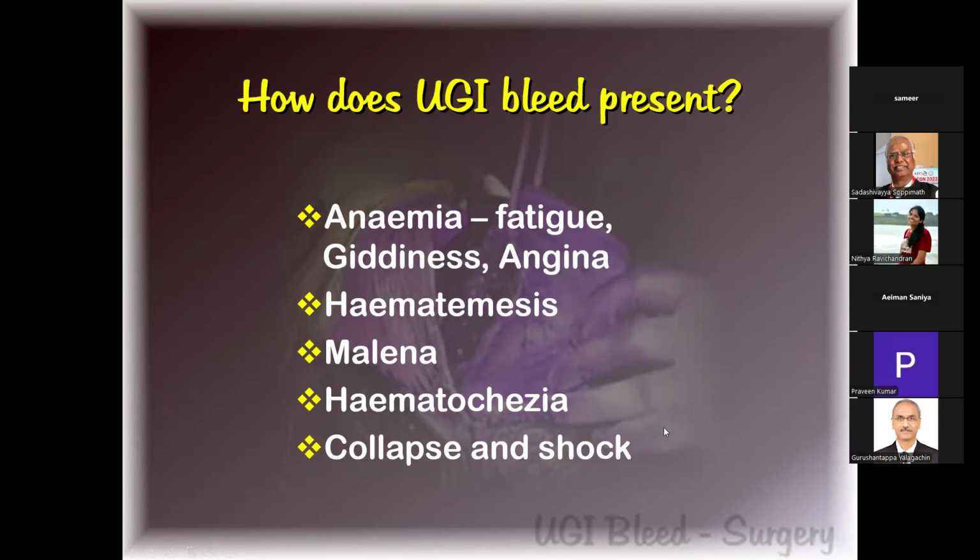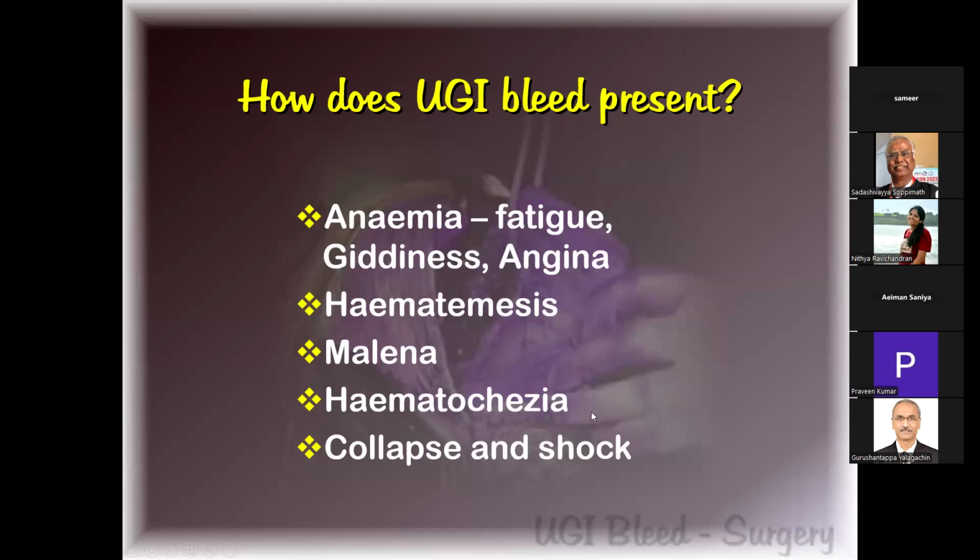The color of the stools will be specific. Melena will be black and hematemesis will be bright red, like blood. It's slightly altered blood, but melena will be black and it will have a specific unforgettable smell about it. It is digested blood. That's the difference between melena and hematochezia.